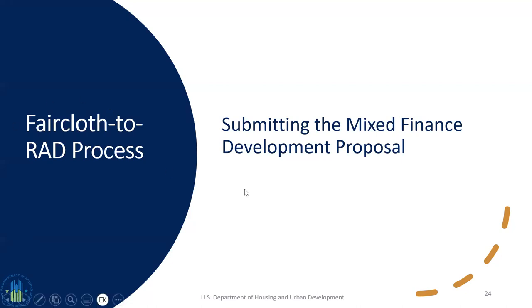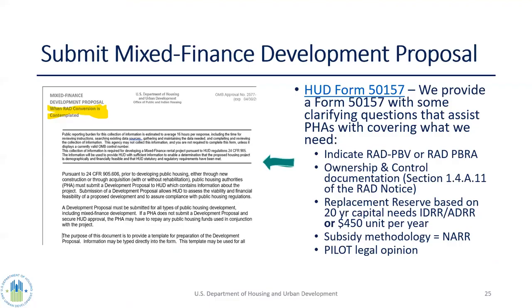Okay. All right, so we're going to talk about submitting the mixed finance development proposal. Next slide, please. Okay, as you know, on the mixed finance website, there's the HUD form 50157, which is the actual development proposal. And there's a couple things that we need. We need to make sure that it is marked that you're gonna do a Faircloth to RAD. You need to tell us whether or not you're gonna go RAD PBV or RAD PBRA. The ownership and control documentation needs to match and meet the requirements for the RAD program.